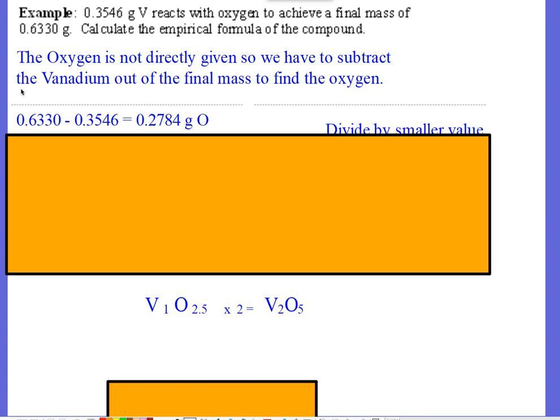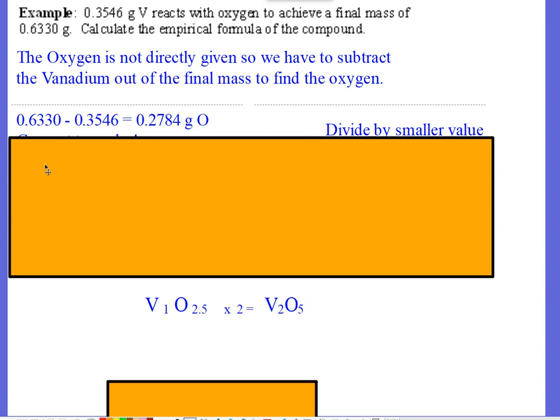So the difference in this one is the vanadium reacts with oxygen to make that new mass. That new mass is both vanadium and oxygen. You have to subtract to find the mass of the oxygen and then go through the same steps.